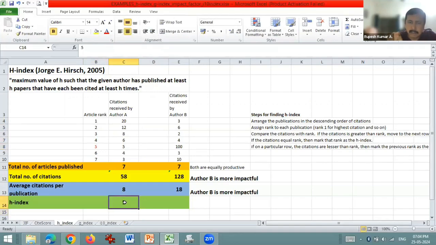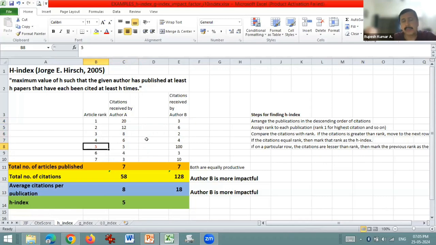This simply means that out of n number of articles published by an author, here n is 7, total number of articles, H articles, here H is 5, 5 articles each have a minimum of 5 citations. Let us check. The fifth ranked article has 5 citations, satisfied. Fourth article has 6 citations, which is more than 5. Third article, 8 citations. Second article, 12 citations. First article, 20 citations. That means all these articles have H, that is 5, or more citations. So the H index of author A is 5.